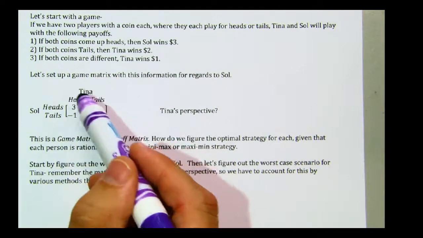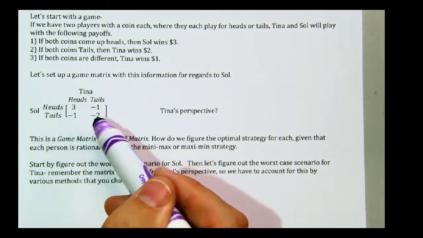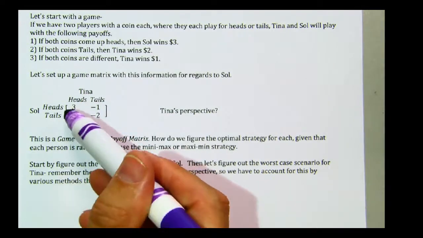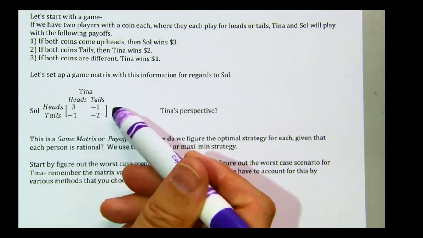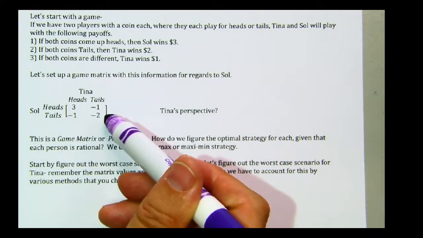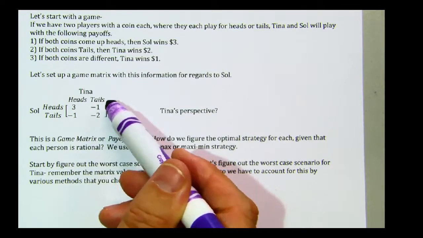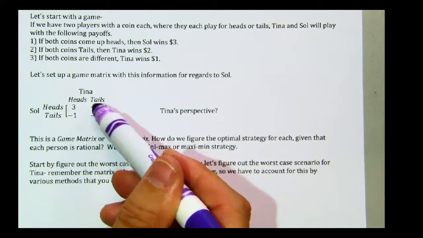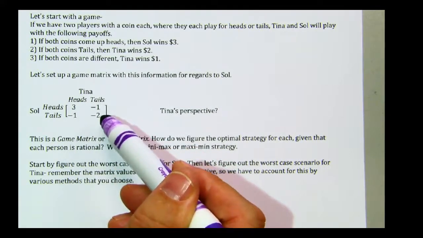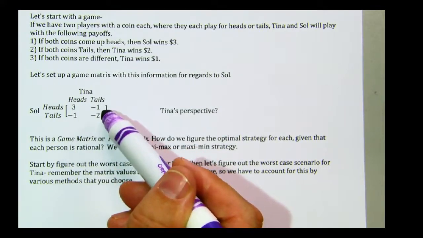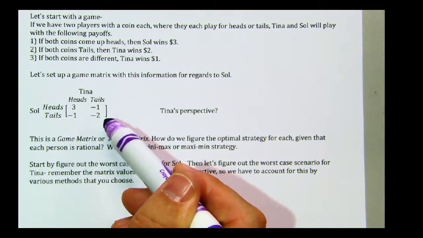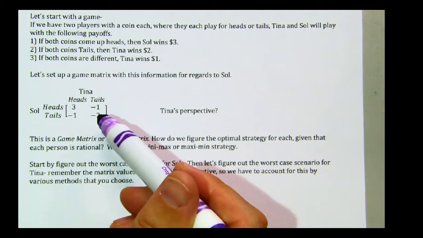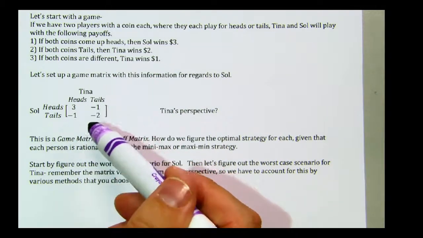What about Tina? Now remember, these numbers are with respect to Saul. So in this one, she's going to lose $3 or she's going to gain $1. And here, either she's going to gain $1 or gain $2. What do you think she's going to do? I'm going to guess that she's going to play tails most often, if not all the time, because her worst case scenario is winning $1. Does that make sense?